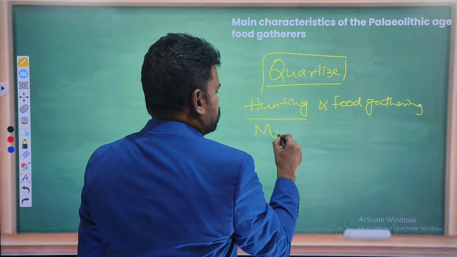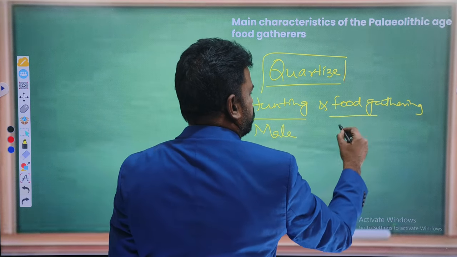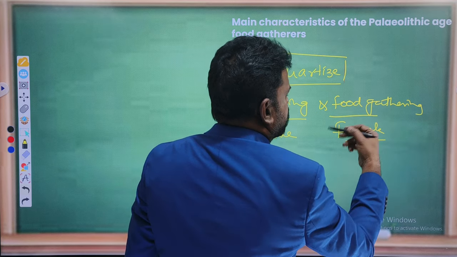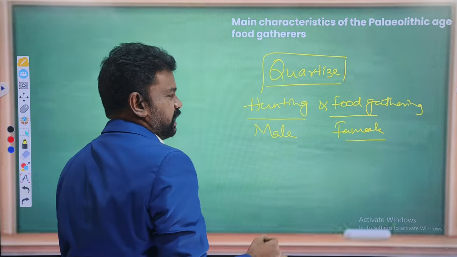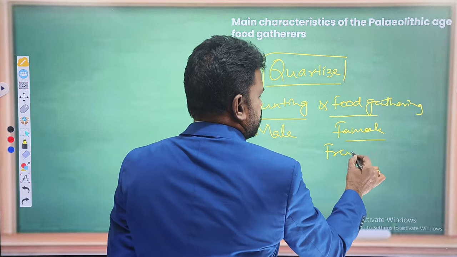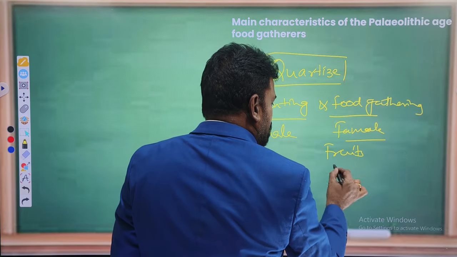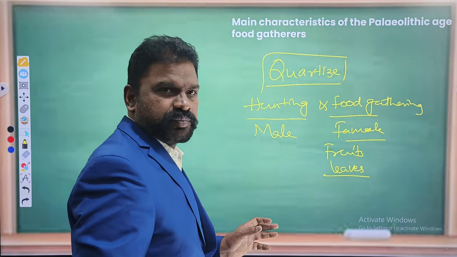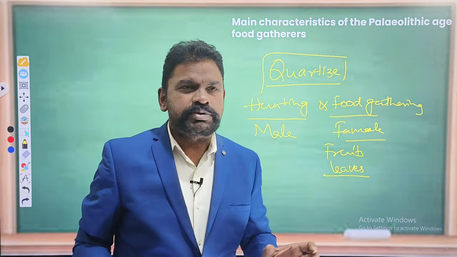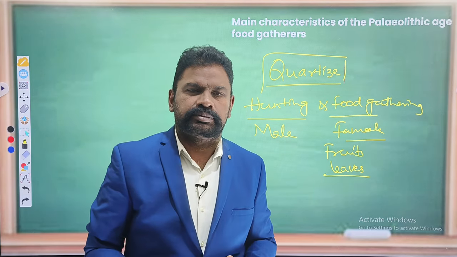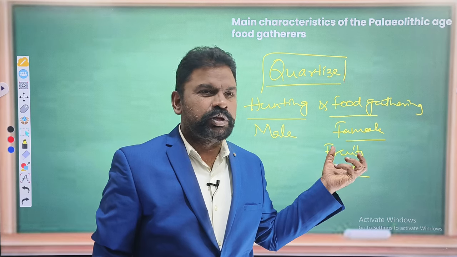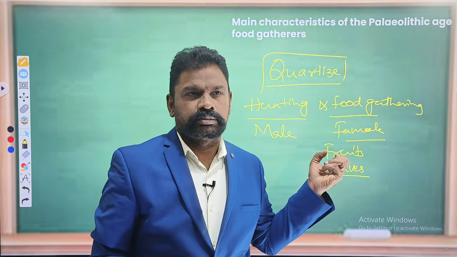Almost all the males went for hunting, and the females were engaged in food gathering. They gathered different types of foods, like edible fruits and edible leaves. So in this Pleistocene age, people used quartz stone.